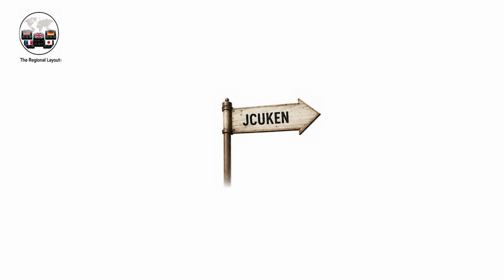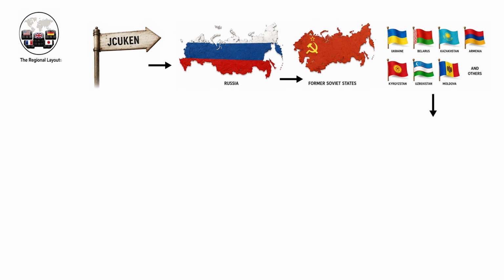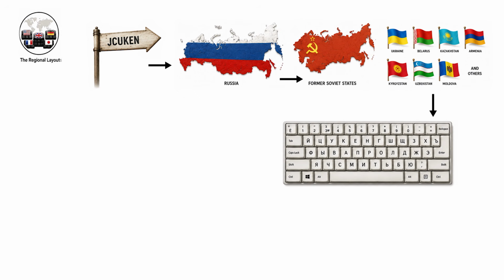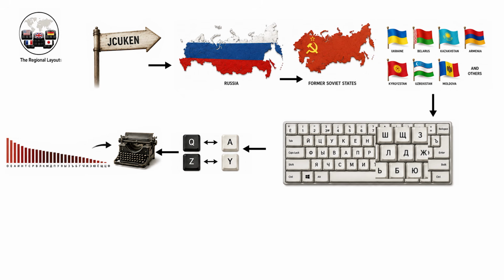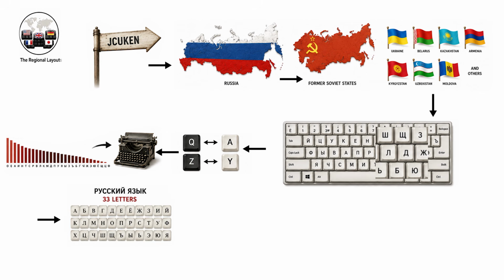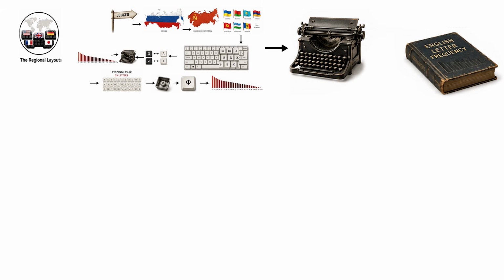JCUKEN, Russia and former Soviet states. This is the layout most people outside Eastern Europe have never heard of, and it works completely differently from every variant above. AZERTY and QWERTZ just move Latin letters around. JCUKEN maps an entirely different alphabet, Cyrillic, with 33 letters instead of 26, onto the same physical key positions, designed around Russian letter frequency data the same way QWERTY was built around English.